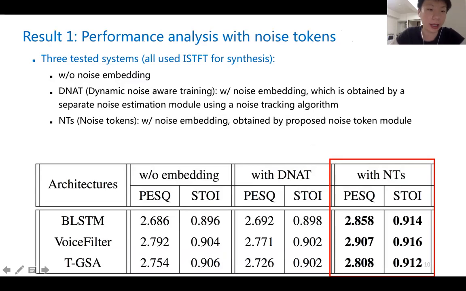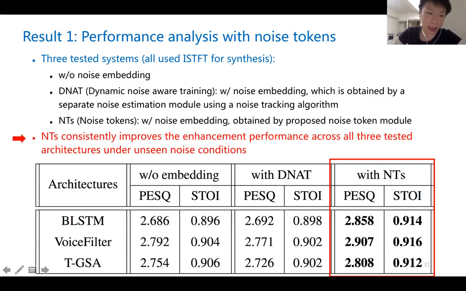We compared 3 systems in total. The first system is without using noise embedding. The second system is denoted as DNAT, which uses noise embedding, and this embedding is obtained by a separate noise estimation module using a signal processing-based noise tracking algorithm. The third system is denoted as NT, a system with noise embedding obtained by the proposed noise token module. For all 3 systems, we simply applied inverse STFT to generate a waveform from the enhanced magnitude spectrogram.